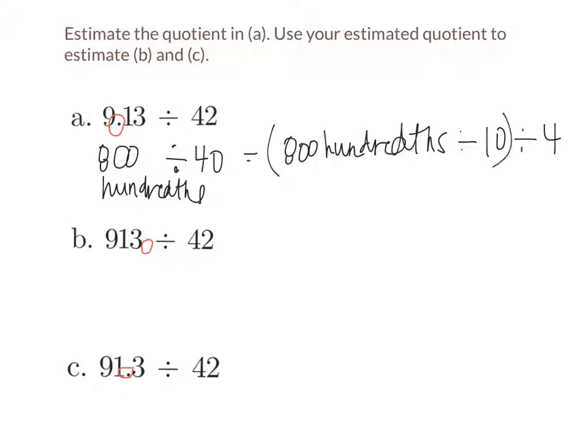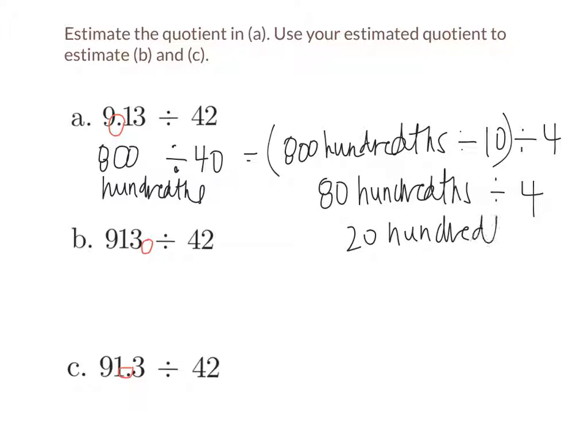So let's do 800 hundredths divided by 10 first. What's 800 divided by 10? Everyone? 80, but our units is hundredths, right? So it's 80 hundredths divided by 4. What's 80 divided by 4? 20. And what's our units? Hundredths. Okay, so how do I write 20 hundredths in standard form? 0.2. So it's the same thing as 2 tenths, right?